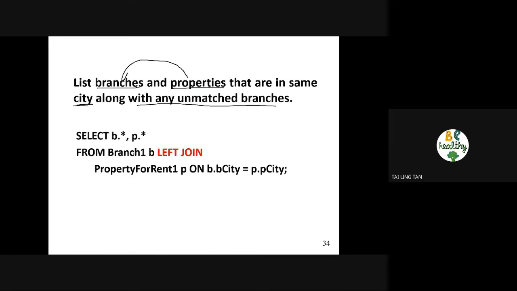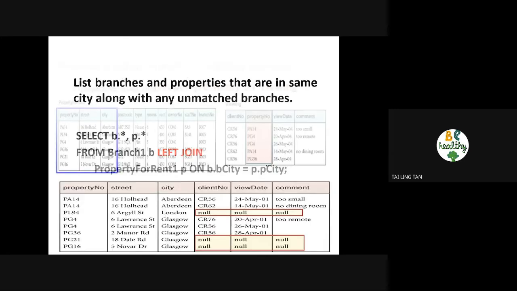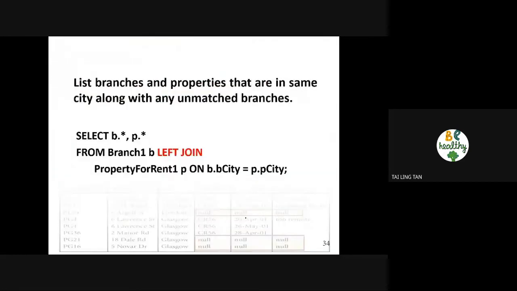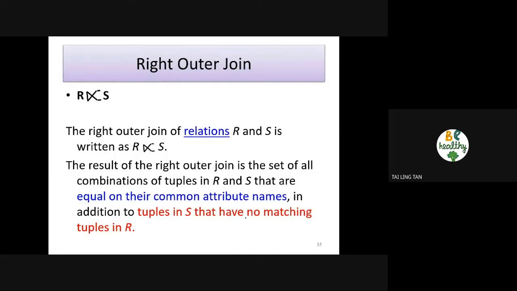It will just show everything from branch B, and if there is any property for rent, it will show up. They use this city to join the two tables together. The result that comes out will be something like this. For those cities that do not have a property for rent, the result will look like that. This one we already mentioned.